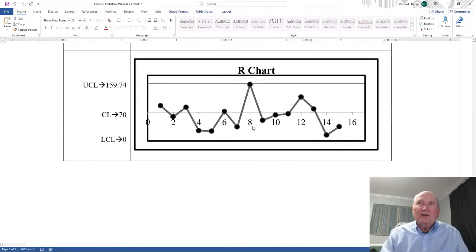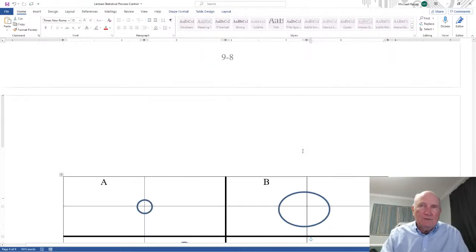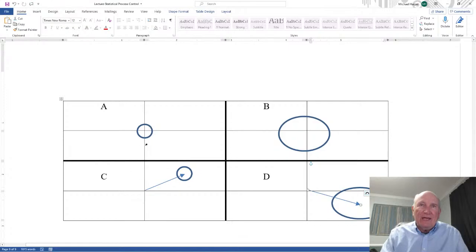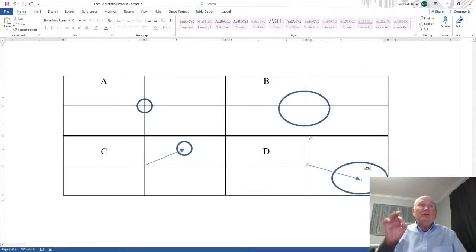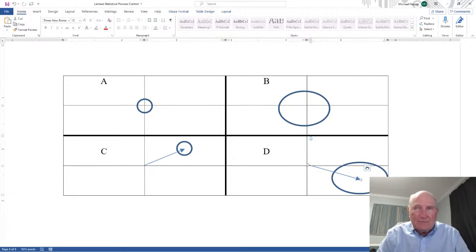When the R chart is in control, then you have A and C. When it's out of control, you have B and D. And then you look for those kinds of methods of assignable cause for in control and out of control, or out of control, actually. Too much variability. The R chart's out of control. Okay, and so then you go back and say, well, what are some of the causes?